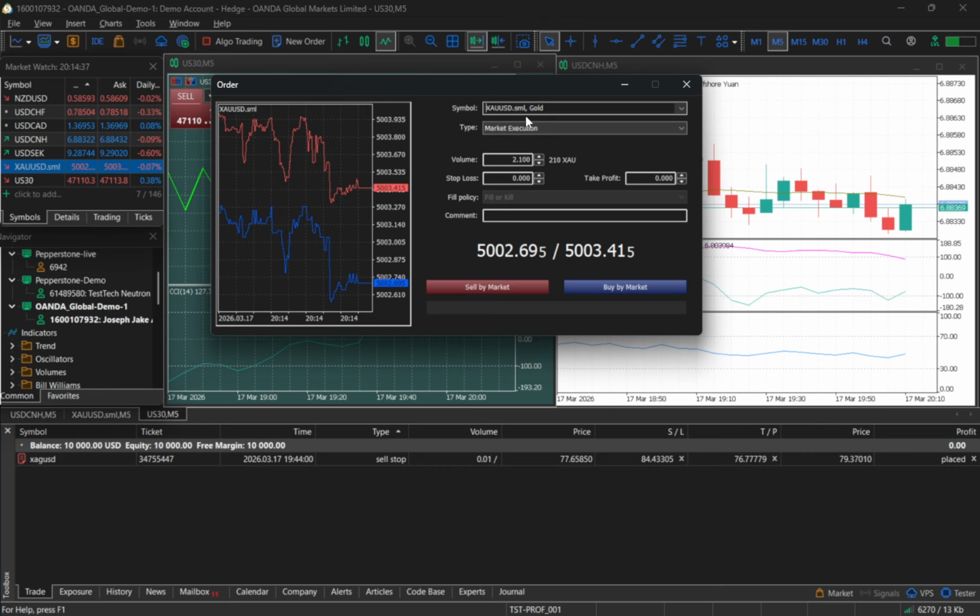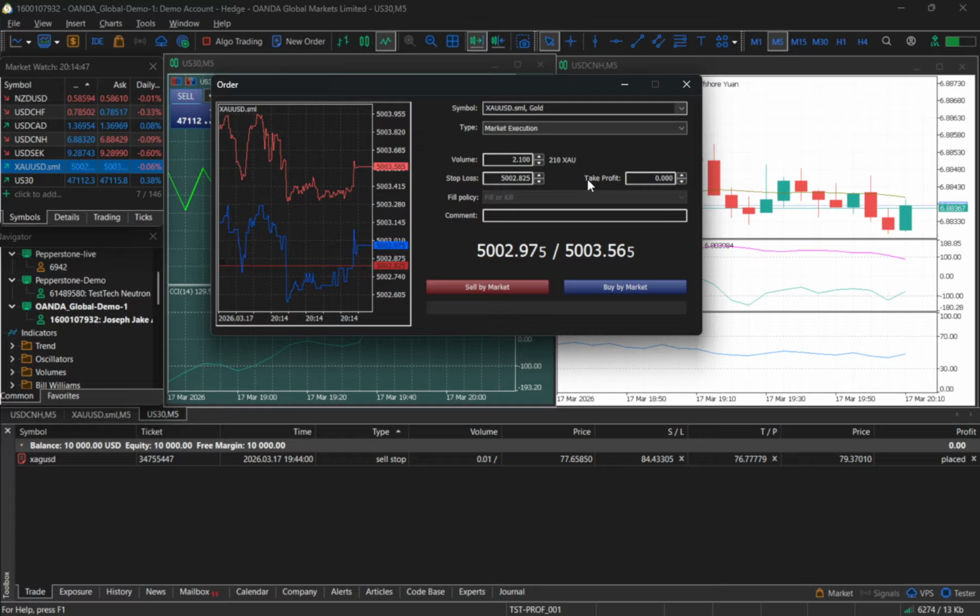When you're ready, place your trade. Click Buy if you believe gold's price will rise, or Sell if you think it will fall. Choose your position size, often called the lot size, based on your risk plan. Set a stop loss right away to define your maximum acceptable loss.